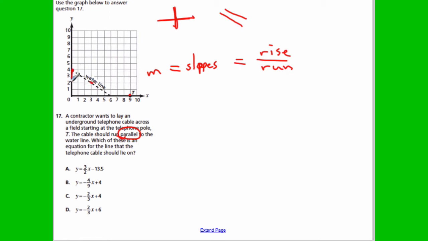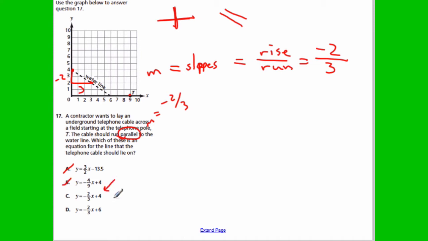I know to go down and over. I have to go down 2 units and over 3 units. That means my rise in this case is actually a fall of -2, and I have to run over 3. So my slope has to be equal, right? If they're parallel, then that means my slope has to be -2/3. That crosses out A and it crosses out B, leaves me with either C or D.